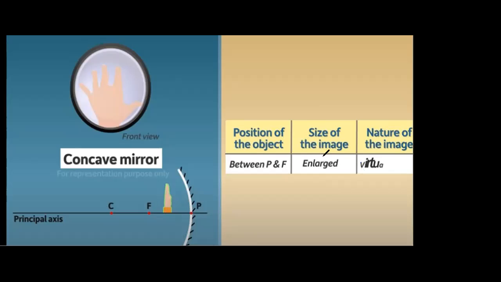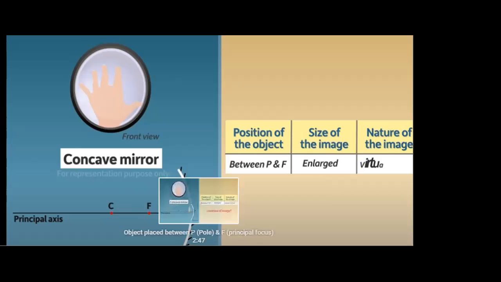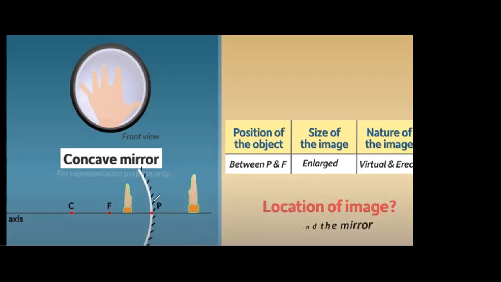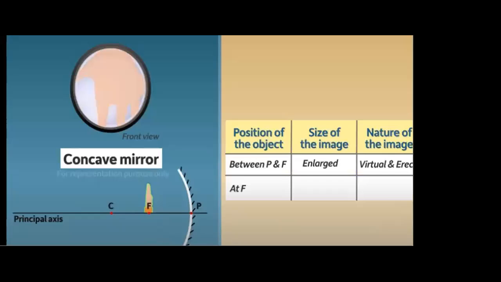So this we have studied, right? It is enlarged and virtual. Okay, what if it is kept between focus and pole? This is the image. Now, second case.